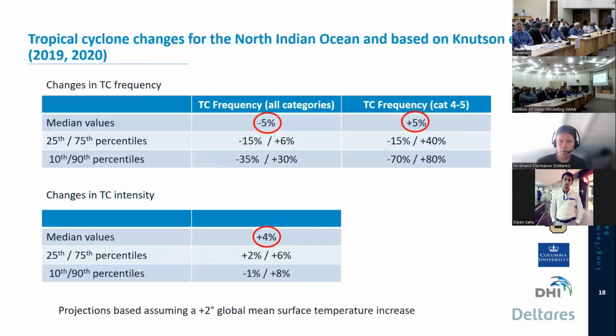Now here are some percentages of tropical cyclone frequencies that we looked at. So the median values are not that shocking: -5, +5, +4. But underneath you see that there's quite a substantial uncertainty associated with these projections as well. And these projections are based, as you can see on the lower part, on assuming a 2 degrees increase in global mean surface temperature.